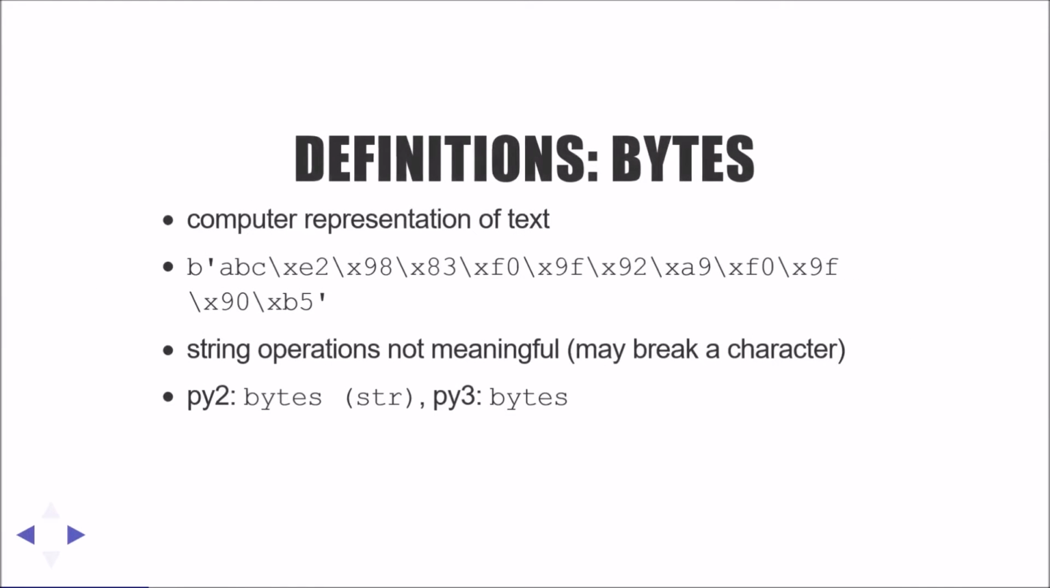The other type is bytes. The bytes type is the computer representation of strings. Bytes have an encoding, which says how a character is represented on disk, or over the wire, etc. Iterating over bytes will give you a single byte at a time. String operations on bytes may not be meaningful, especially when dealing with multi-byte characters, as a string operation may mangle those. In Python 3, the bytes type is aptly named bytes. In Python 2, the bytes type is called str. For convenience, an alias, bytes, is available in Python 2 to assist in porting.